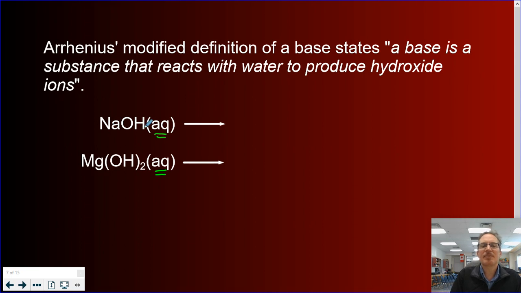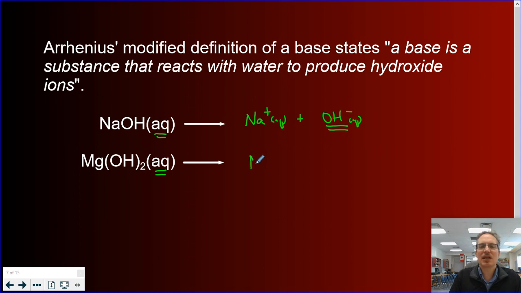So in this example, again, now that it's dissolved in water, it reacts with water, it's going to dissociate to produce hydroxide ions. So think about how it's made: cation, anion. So it's going to dissociate into sodium ion and hydroxide ion. Because it produces hydroxide ion, Arrhenius would say NaOH is for sure a base. Same thing for magnesium hydroxide.